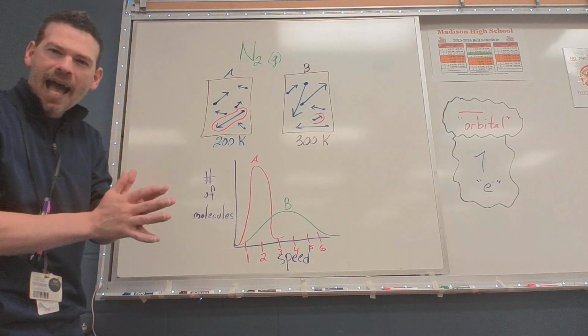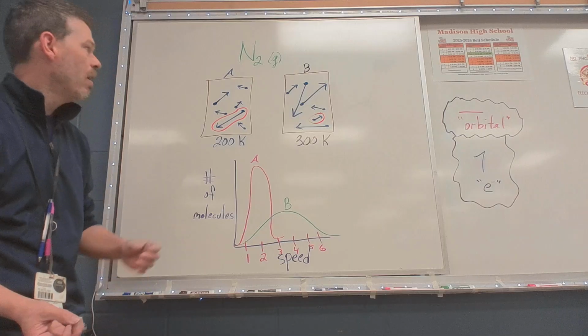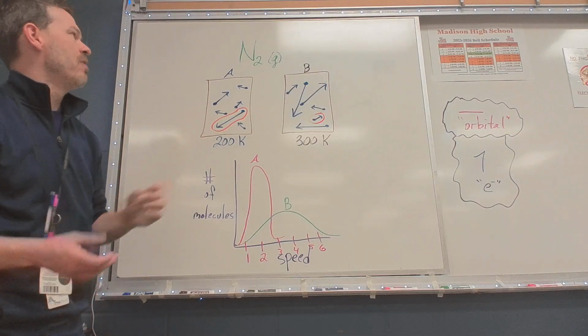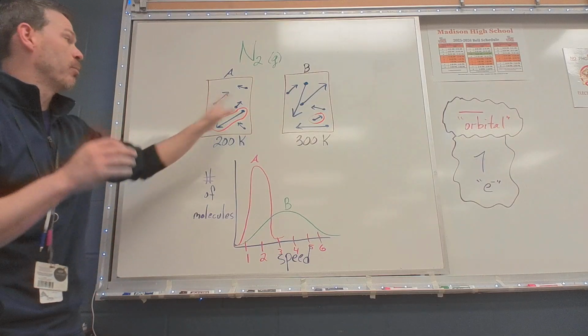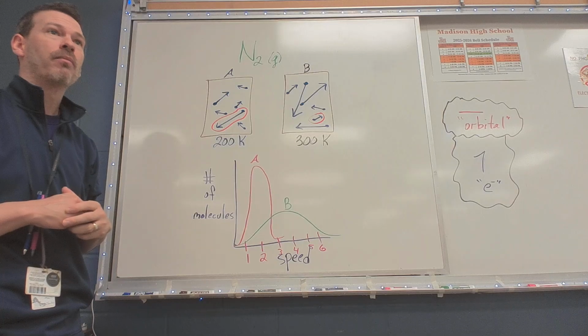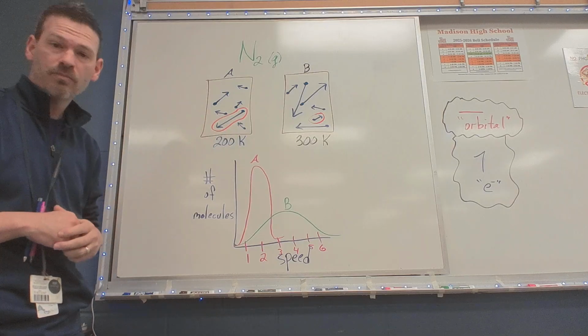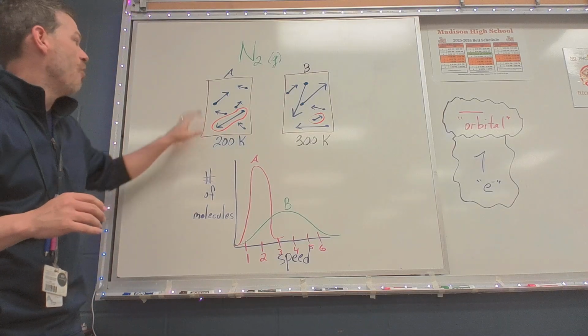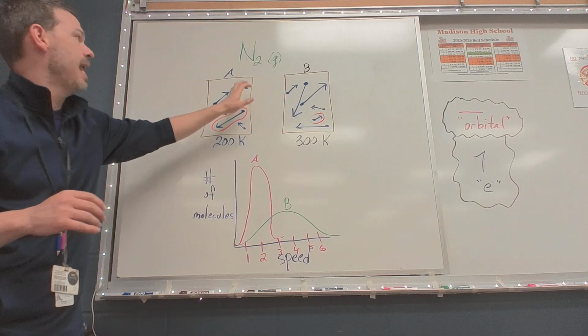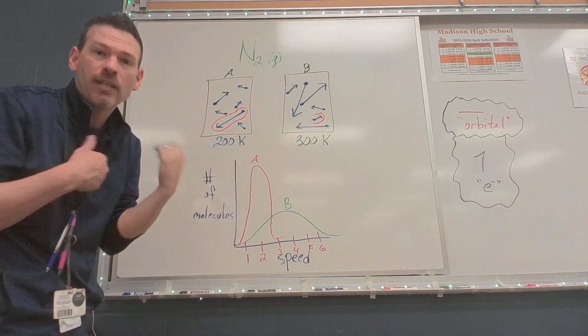Why does that make sense? Well, what's true about the number of molecules in A and B? The total number of nitrogens. Are they the same or different? Do you see how I put 6 in each? I did that on purpose. So the number of molecules in A and B are the exact same based on how I drew it.